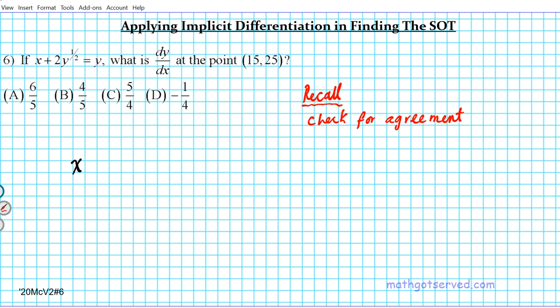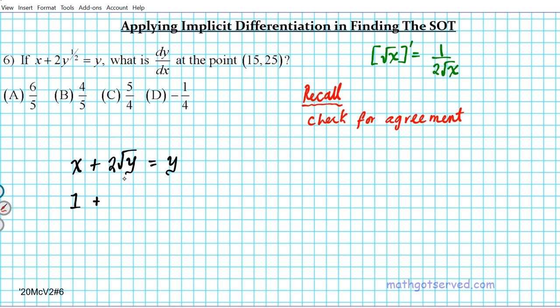In this scenario, we have x plus 2y to the 1/2. I'm going to write it as 2 root y so I can differentiate quickly, equals y. When we differentiate the first term x, we have agreement here. The derivative of x is just 1. You can add on dx, but it cancels out, so you don't have to bother. Now, when you're differentiating this term, you can use the power rule, but I like to use this shortcut. The derivative of root x is equal to 1 over 2 root x. If you have this mastered, it's going to really save you a lot of time.